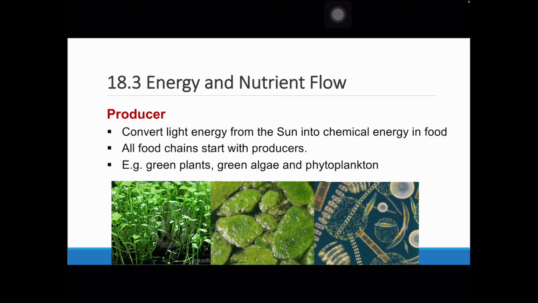So for producers, what they do is that they will convert light energy from the sun into chemical energy by the process of photosynthesis. All food chains will have to start with a producer, and that's how it works, right? So some examples will be your green plants, that's definite, and then there's green algae, and there are even smaller organisms within the water, which we call phytoplankton.